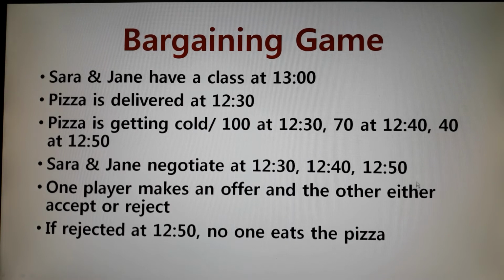If they fail to make an agreement at 12:50, as I said, they have a class at 1300 and they have to get into that class if they don't want to get flunked. So they cannot eat the pizza because there's no agreement, no pizza. Okay, so 12:50 is the deadline. If the pizza division was not agreed by 12:50, then they go to the class and nothing happens. Both get 0 and 0. The pizza goes to the wastebasket.